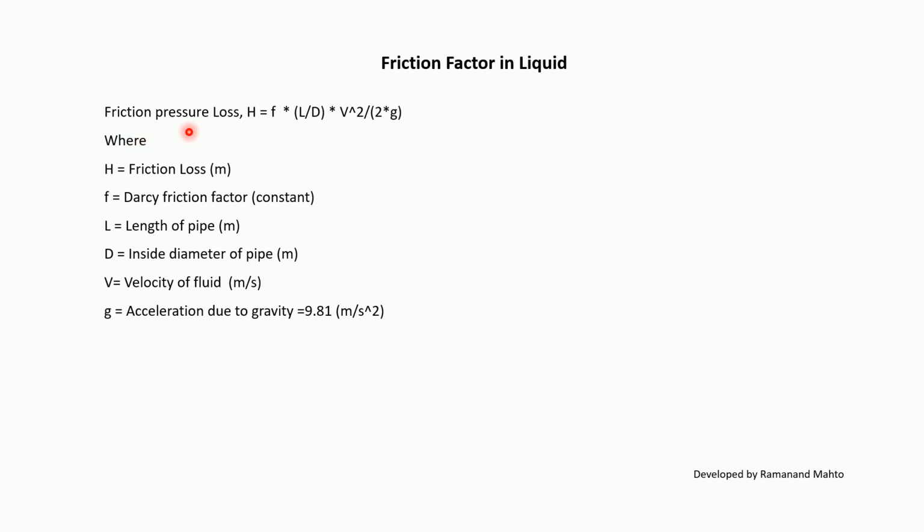Pressure loss or head loss is calculated as H is equal to f into L by D into V square upon 2g, where H is friction loss in meter, f is Darcy friction factor which is constant, L is the length of pipe in meter, D is inside diameter of pipe in meter, V is the velocity of fluid in meter per second, and g is acceleration due to gravity, 9.82 meter per second square.